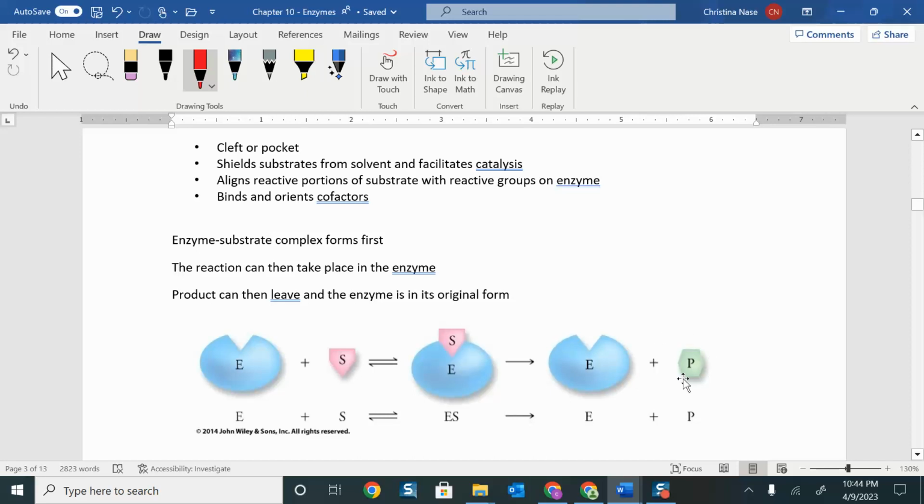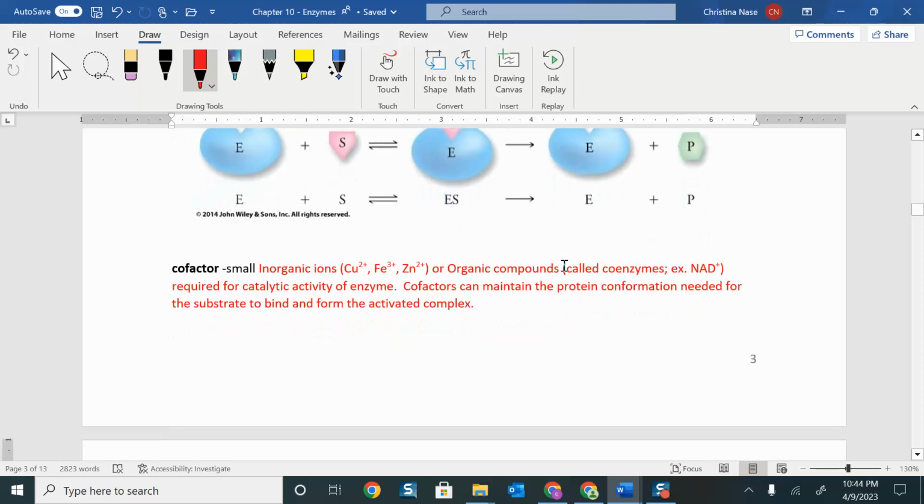The substrate is going to change into the product. So that's your final result that you have there. So what is a cofactor?